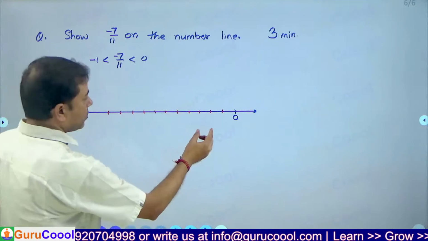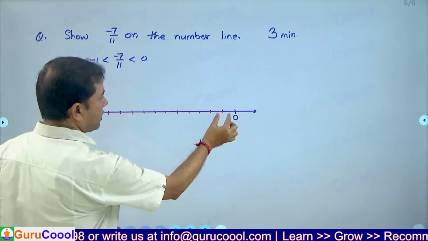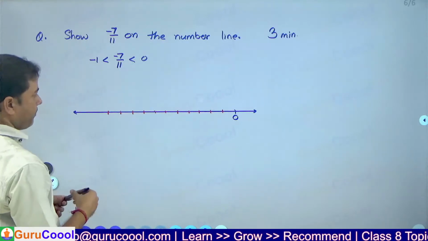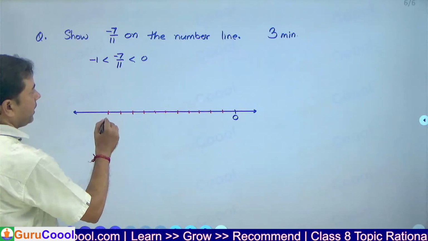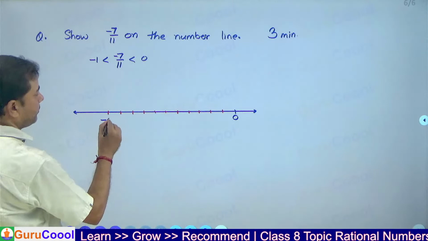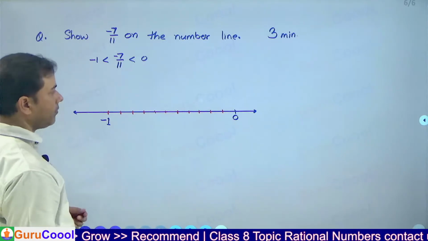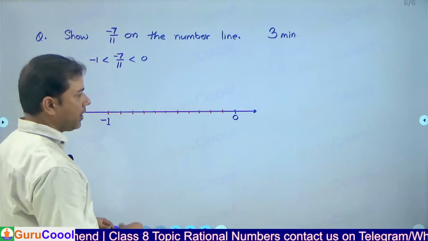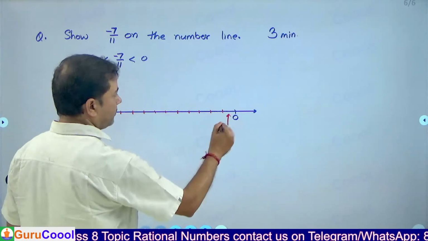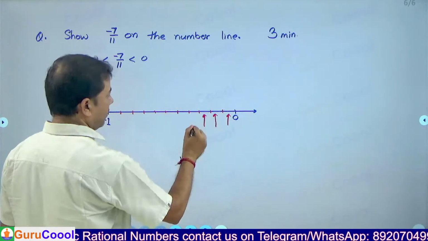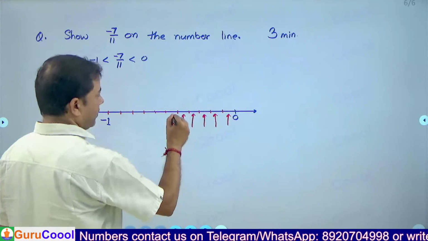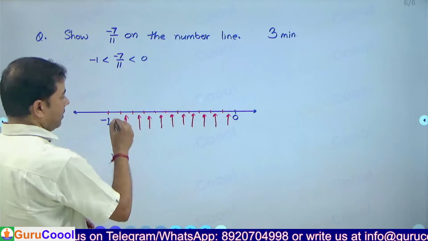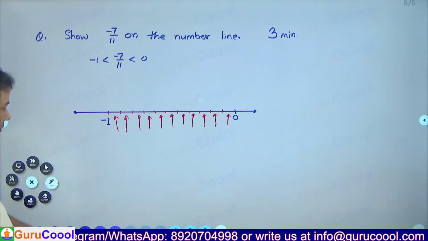We need to make sure that these points are taken at equal intervals, equal distances. This 11th point is representing -1. Now between 0 and -1 we have got a total of 11 parts. 1, 2, 3, 4, 5, 6, 7, 8, 9, 10 and 11. Total 11 parts.